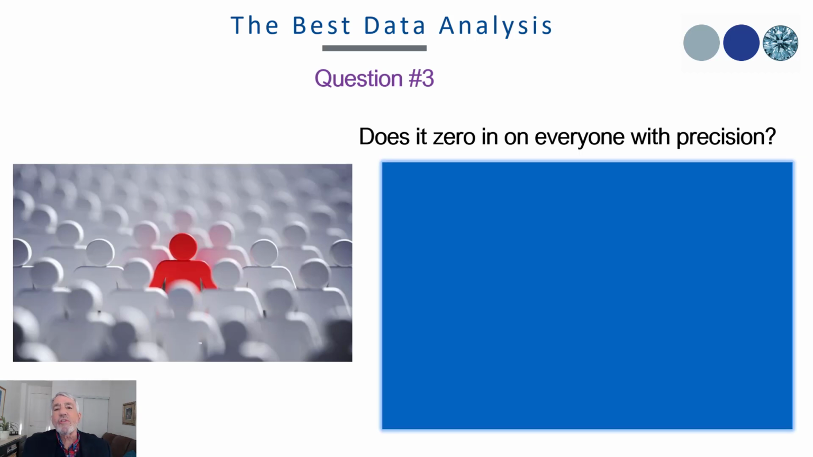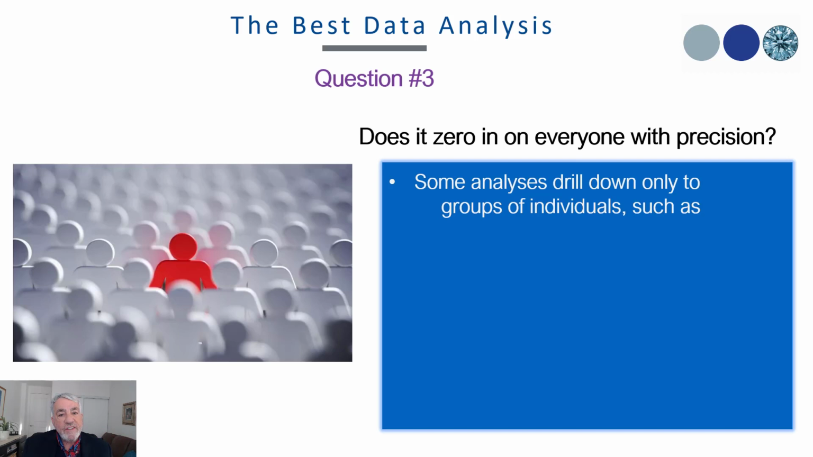Question number 3: does it zero in on everyone with precision? You say, well, of course it does. Not necessarily. Some analysis will drill down only to groups of individuals, such as the use of census data. And there are people out there selling database analysis based on what postal walk people are on. That's a block, a city block.